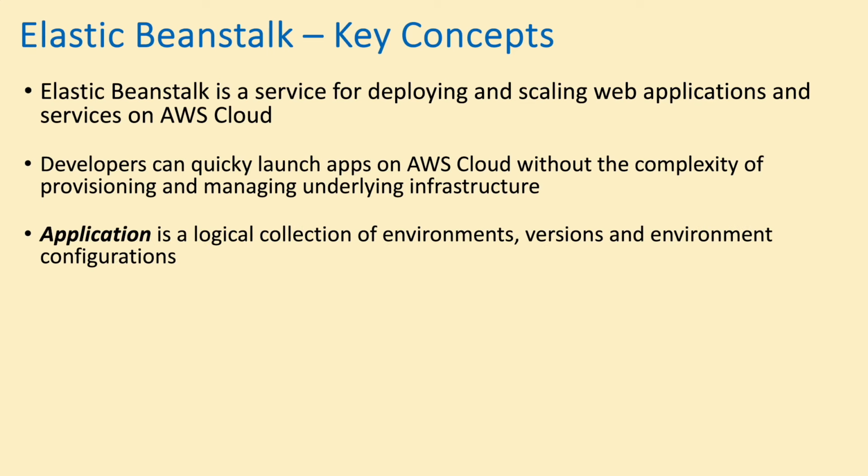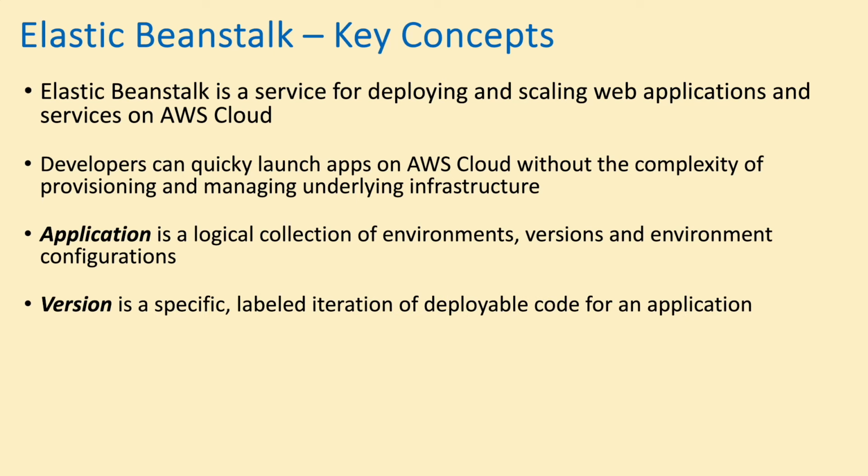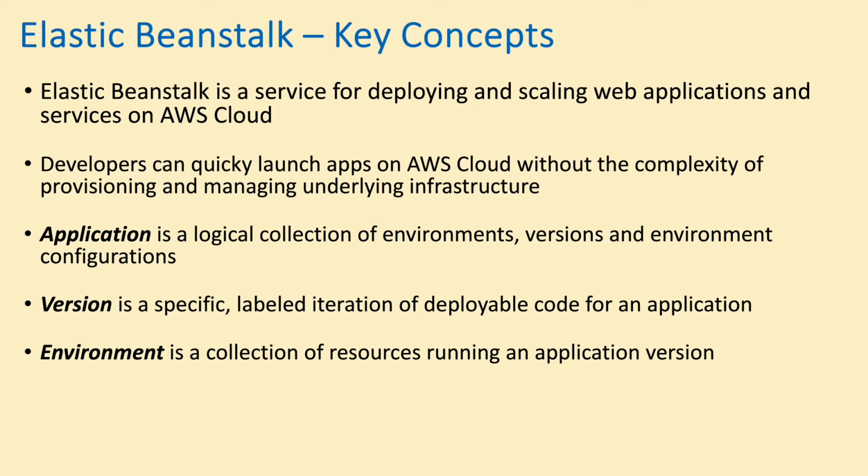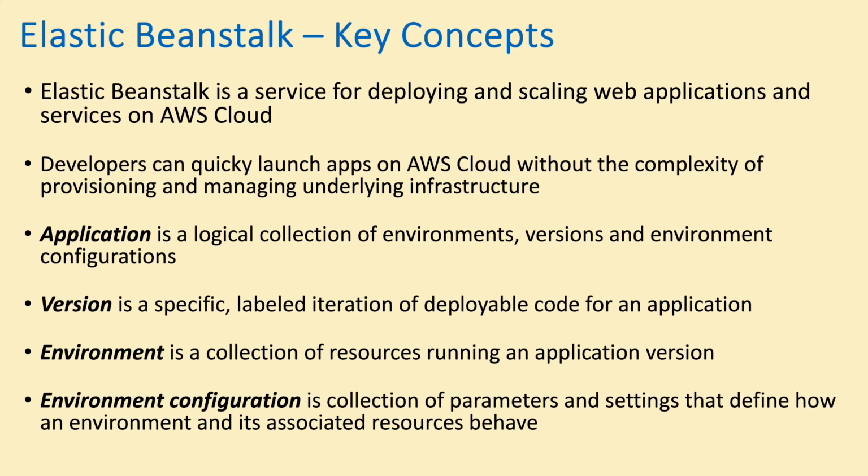And in Elastic Beanstalk, application is a logical collection of environments, versions, and environment configurations. And version is a specific labeled iteration of deployable code for an application. And environment is a collection of resources running an application version. And environment configuration is the collection of parameters and settings that define how an environment and its associated resources behave.